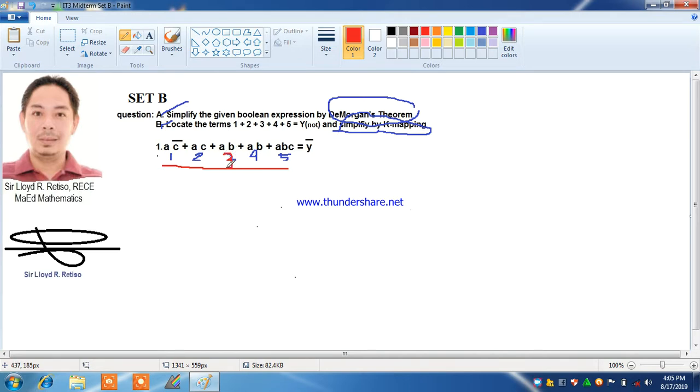As we can see, the third and the fourth term are equivalent terms. So we write AB plus AB is simply equal to AB. We already discussed this in my previous video. Term number one and term number two have a common variable, which is A. So factor out A: A times (C naught plus C), and terms 3 and 4, which equal AB, so plus AB plus ABC is equal to Y naught.